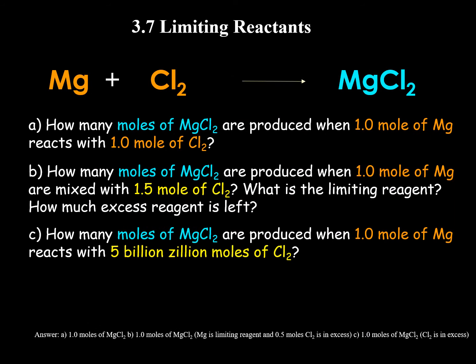Let's take this idea to chemistry, where we have here magnesium solid plus chlorine gas gives us magnesium chloride. How many moles of MgCl2 are produced when 1 mole of Mg reacts with 1 mole of Cl2? We would take things step by step. If we had 1 mole of magnesium, we'd figure out how many moles of MgCl2 can be produced.